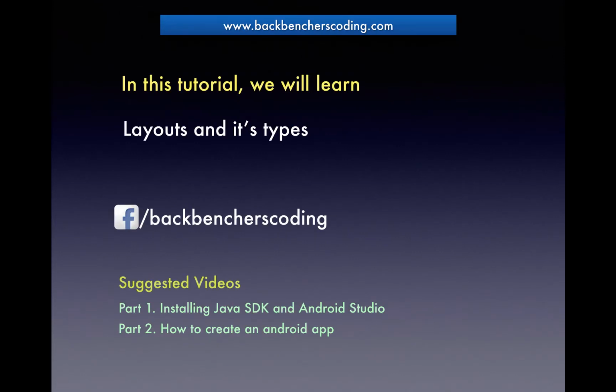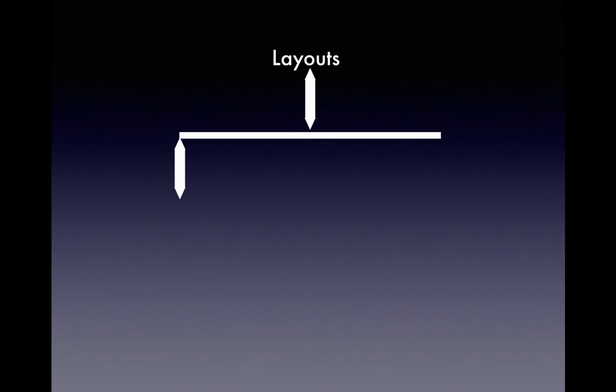In this Android tutorial, we will learn layouts used in Android and its types. So what is a layout? A layout defines the usual structure for a user interface. It is divided into two types. The first type is linear layout. A linear layout arranges its components in a single row or column.